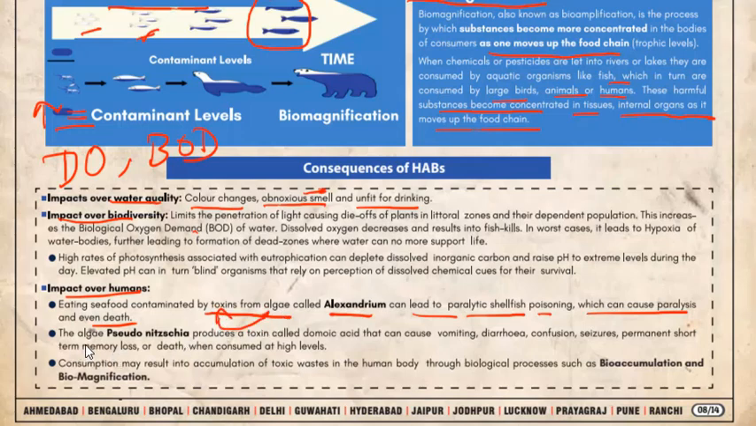This is important. The algae Pseudo-nitzschia produces a toxin called domoic acid, and that can cause vomiting, diarrhea, confusion, seizures, permanent short-term memory loss, or death when consumed at high levels. Consumption may result in the accumulation of toxic waste in the human body through biological processes such as bioaccumulation and biomagnification.